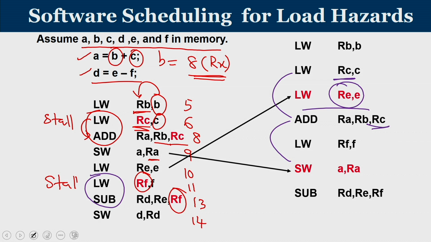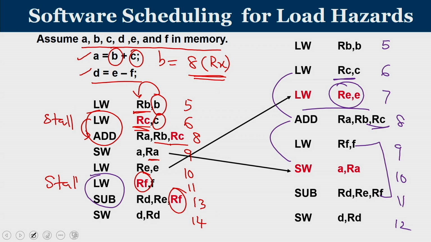Initially there was a dependency between this load and the sub. They have to be separated by at least one instruction. So, you meaningfully put the store instruction there and then you complete the store operation. Now, if you look, the first instruction completes by 5, 6, 7, 8, 9, 10, 11 and 12. Previously there were 2 stalls, now the stalls have been completely eliminated.